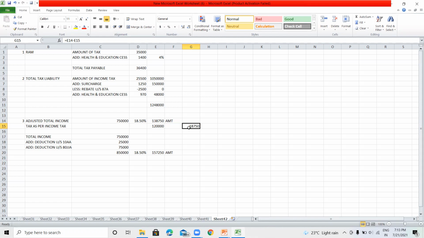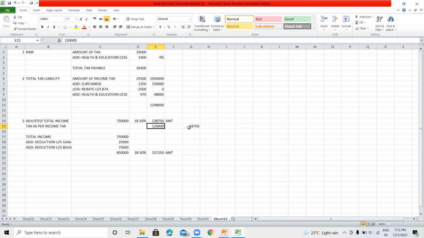So the tax is payable by the assessee on the basis of AMT. AMT is required to be paid when the regular income tax of the assessee is less than the AMT. Then the adjusted total income will be considered the income of the assessee, and the tax rate will be 18.5%, and tax is paid.